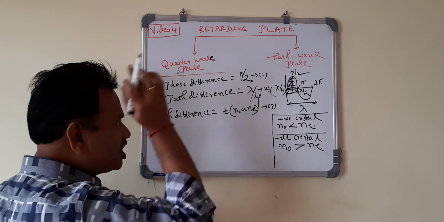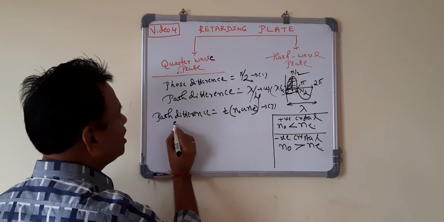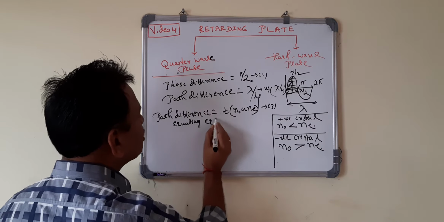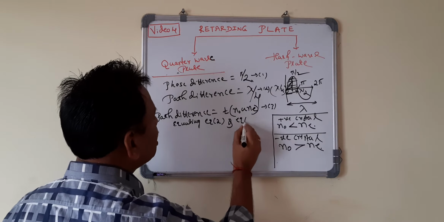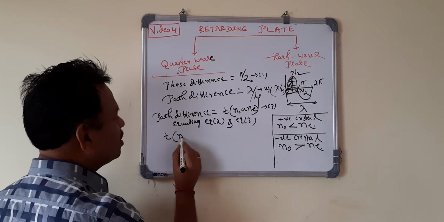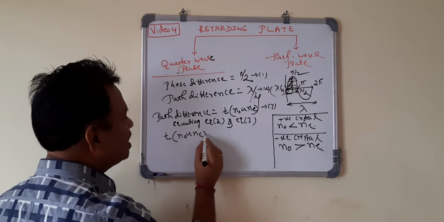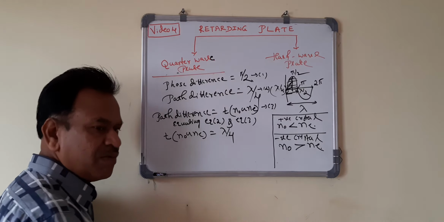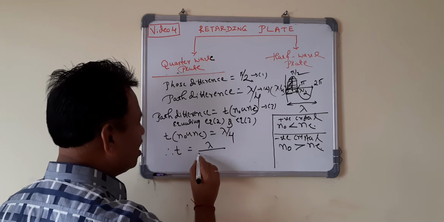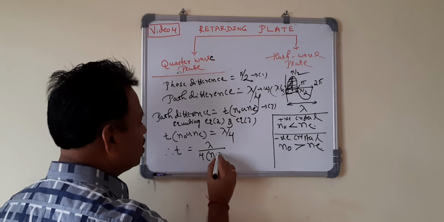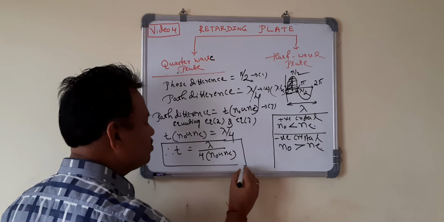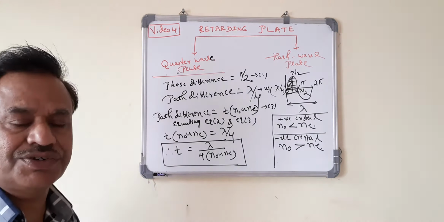Here, these two equations, I will equate equation 2 and equation 3. Then can I write T into NO difference NE equal to what? Lambda by 4. Therefore, T equal to lambda divided by 4 into NO difference of NE. This is the most general equation, students.